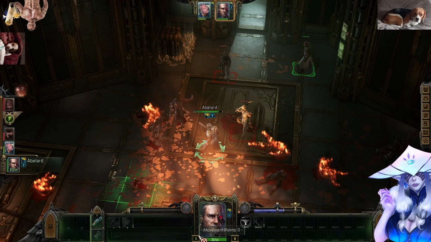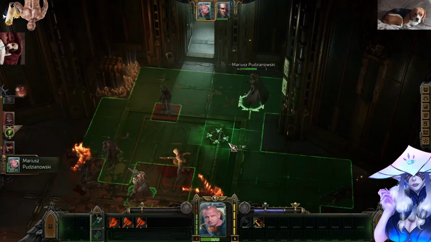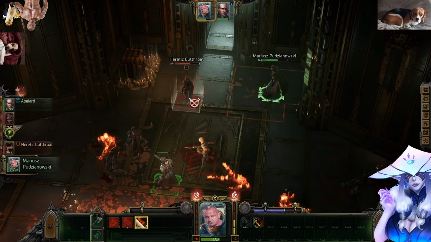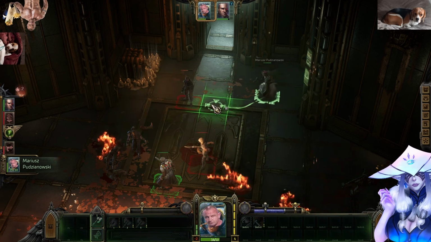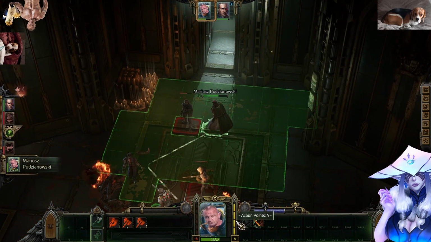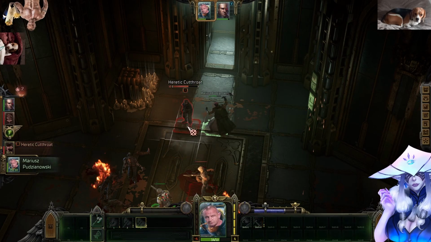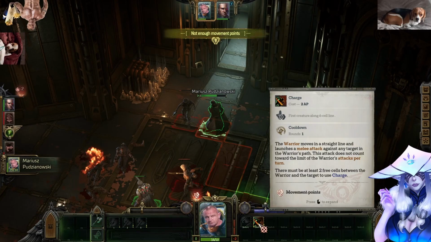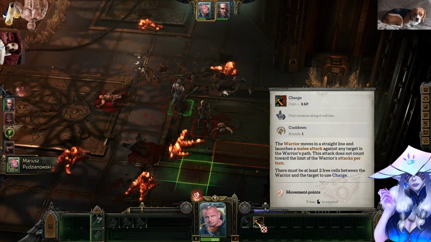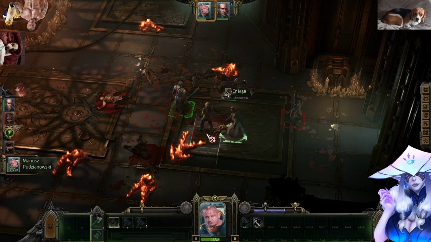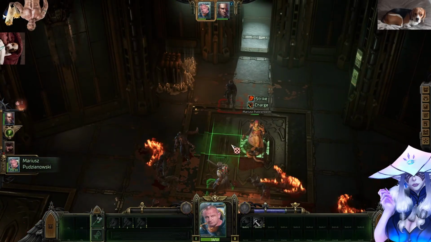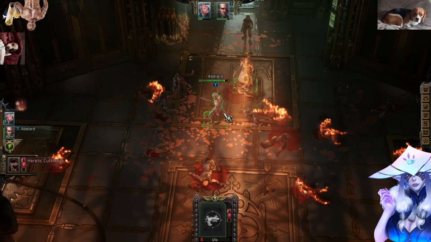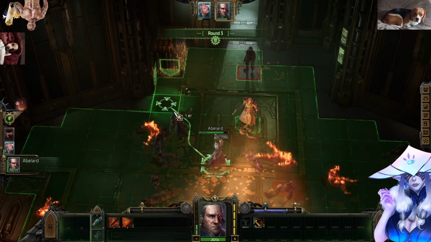Okay, yeah, as the game said, I have my action points. Okay, and they're separate. Okay, that's very good to know. Forge ahead. Okay, movement points and action points are different. Okay. Not a problem for me. Oh, this is straight and launches a melee attack against any target in a warrior's path. So I can't charge like that, I just couldn't do it for some reason. Great, now Pudzian has a fresh wound.